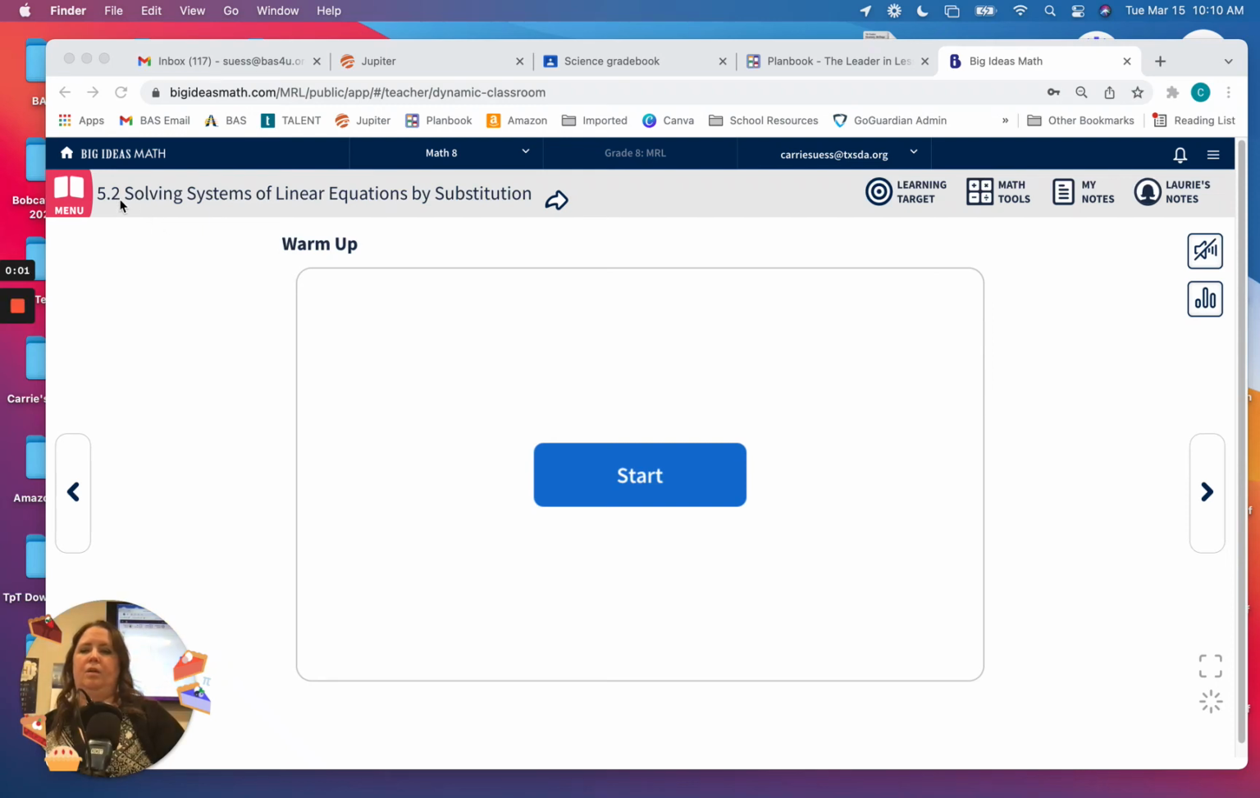All right, 8th grade, we're doing lesson 5.2, solving systems of linear equations by substitution. This is my favorite way to solve. So do your warm-ups real quick.